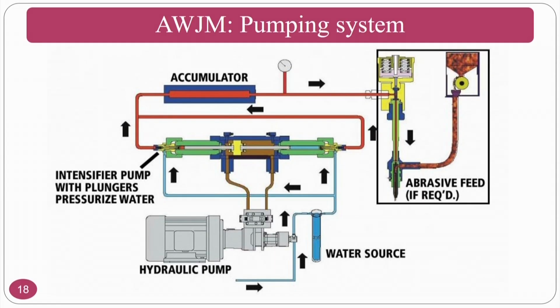In this one, you take the water source and pump it into the intensifier pump with plungers into pressurized water. Normally this intensifier increases the pressure, it has its own mechanism, and you send it to the accumulator where you can store this highly pressurized water. Then you send it to the nozzle. Before that nozzle, your abrasive feeding system is there, you can feed the abrasives. From here highly pressurized water is sent, and from here you have the abrasives.